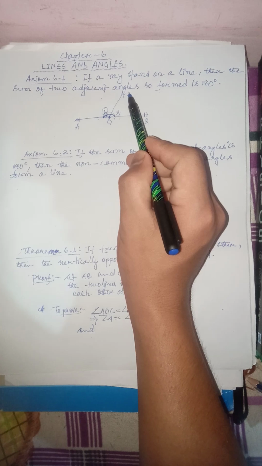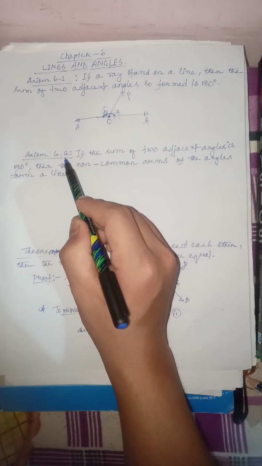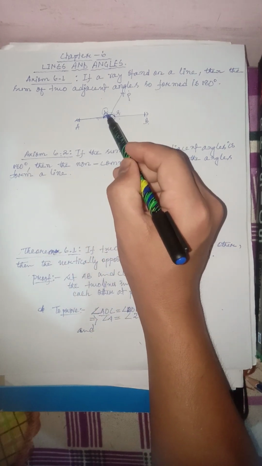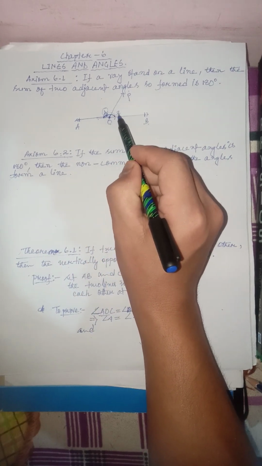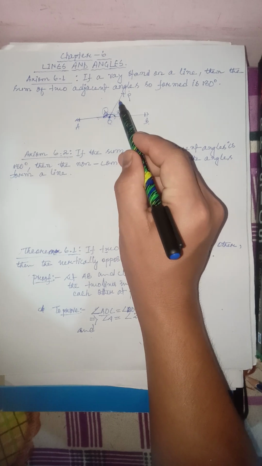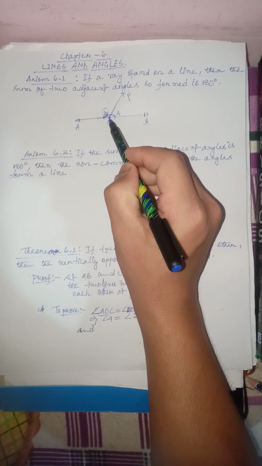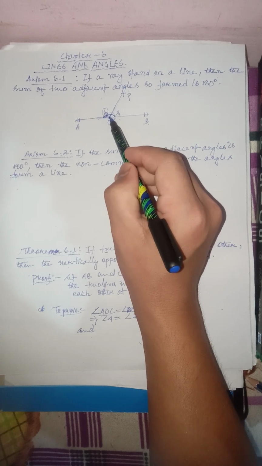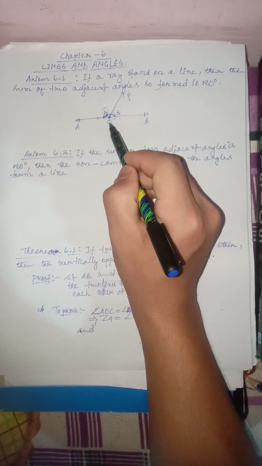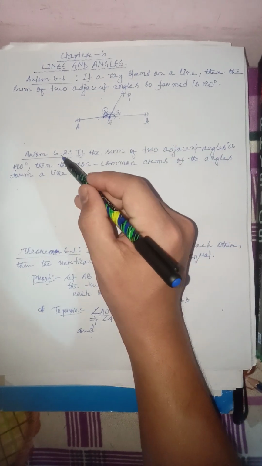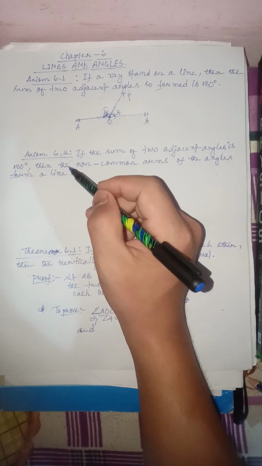Alright. Then let us move to Axiom 6.2. In Axiom 6.2, if the two angles, that is angle 1 and angle 2, are formed like this, and if we add these two and get 180 degrees, then we call AOB a straight line. So this is what Axiom 6.2 means.